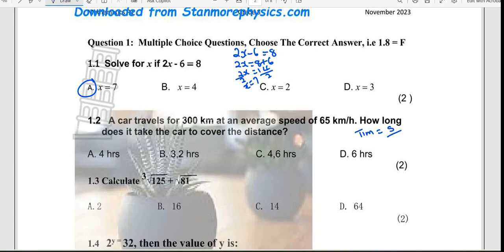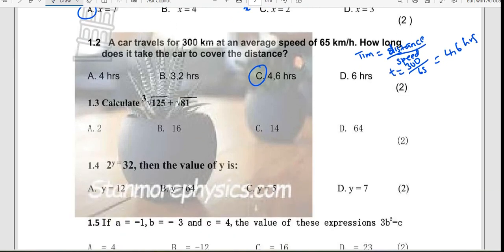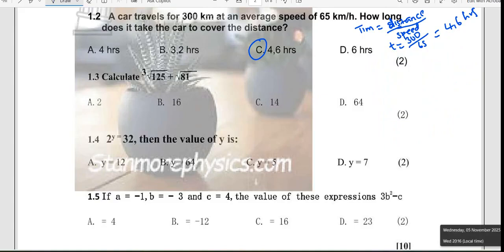Time equals distance over speed. So T is going to be 300 over 65. And then the answer is 4,6 hours. So the correct option is C. So let's proceed to 1.3, calculate.